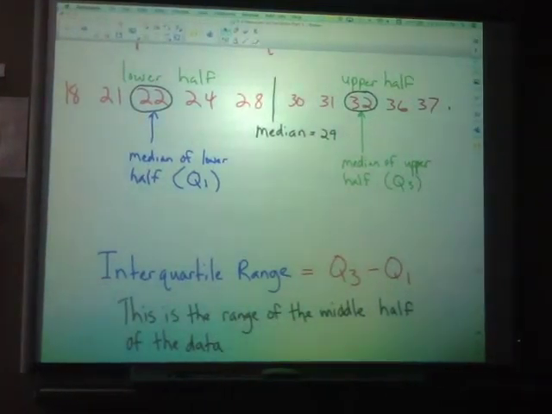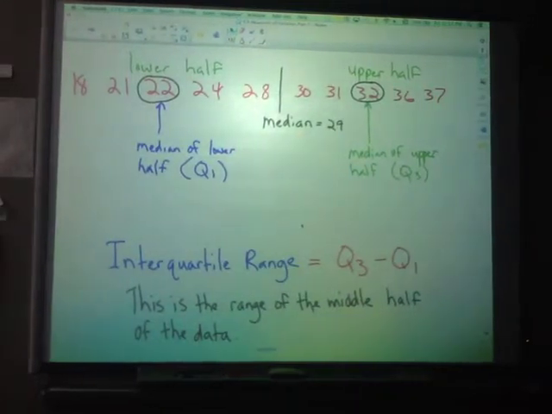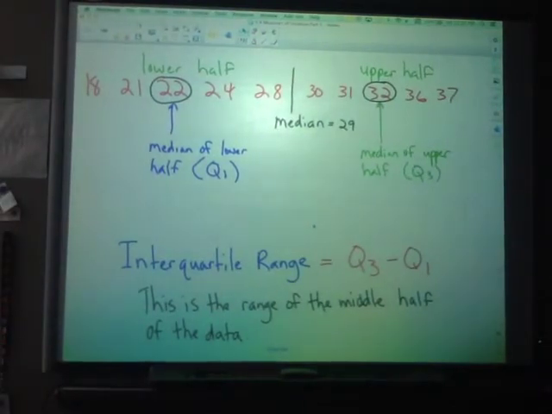Down below, I have one more note for you here. There's a term called interquartile range, okay? And all that is my Q3, number 32, minus Q1, 22. That would equal 10. So, the range of the middle half of the data, meaning the middle numbers, not 18 or 21, not 36 or 37, is 10. And we'll learn more about that tomorrow night.